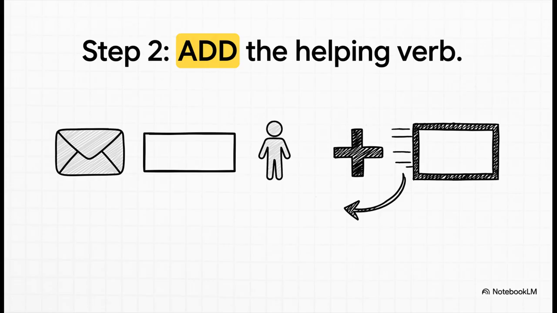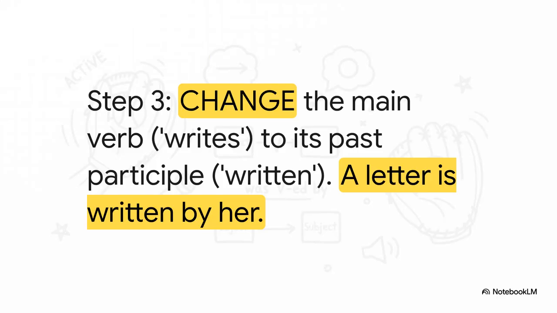Since our original sentence, she writes a letter, is in the simple present tense, the right helping verb here is "is." So now our sentence is starting to look like this. A letter is. We're getting closer. Okay, on to step 3. We take our main verb, writes, and we change it to its past participle form, which is written.